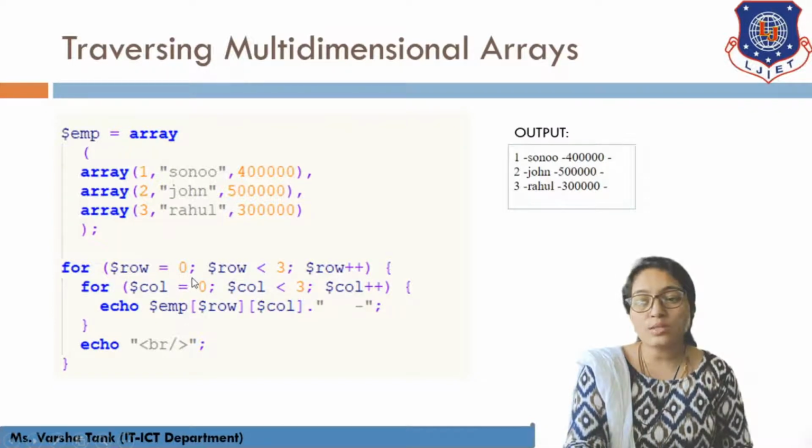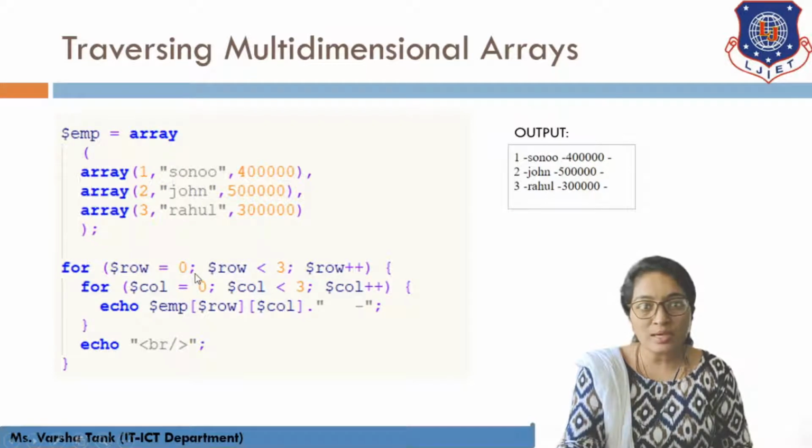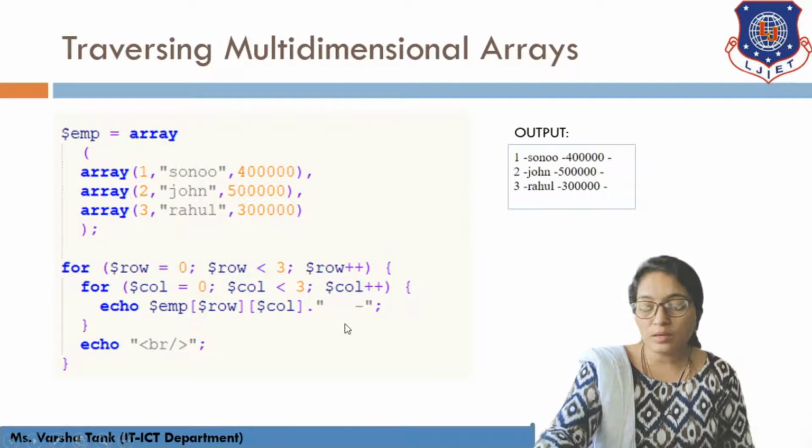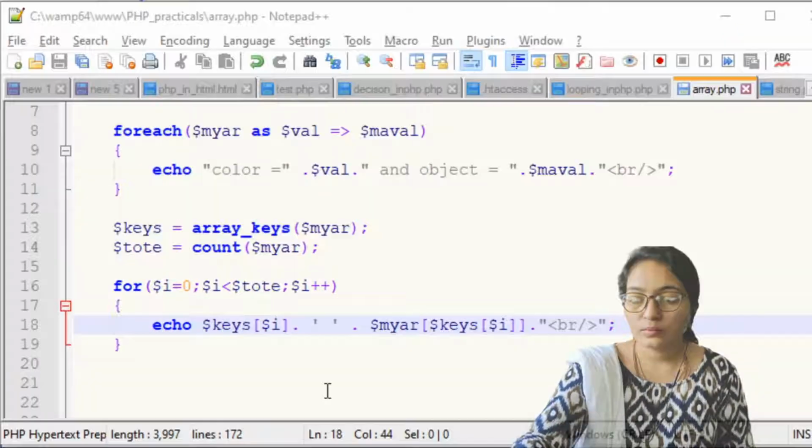So $row is equal to 0, $row less than 3, $row plus plus, and for the column, $column is equal to 0. Here you can use i and j also, these are user defined variables. $column less than 3, then $column plus plus. And then you have to display the value.